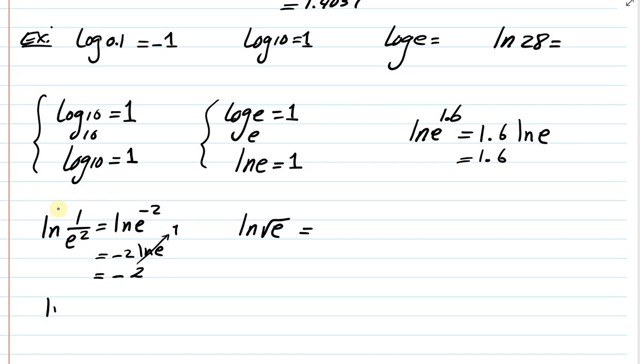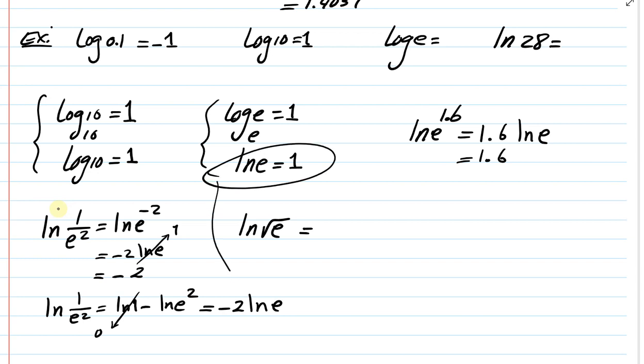Or I could have done it this way, using the quotient rule, write it as ln of 1 minus ln of e squared. Natural log of 1 is 0, because log of 1 in any base is 0. And then using the power rule of logarithms, bring 2 in front of the log, we get -2 ln of e, and then again ln of e is 1, so I get -2 times 1, which is -2, and there's the answer to this one.